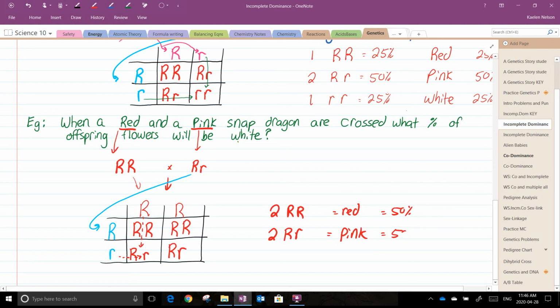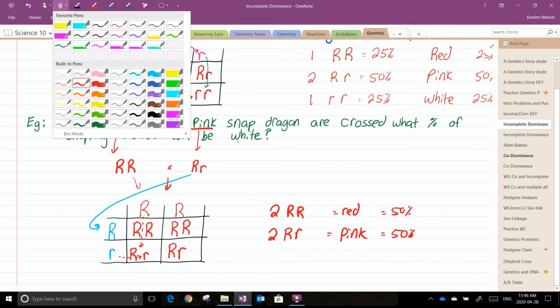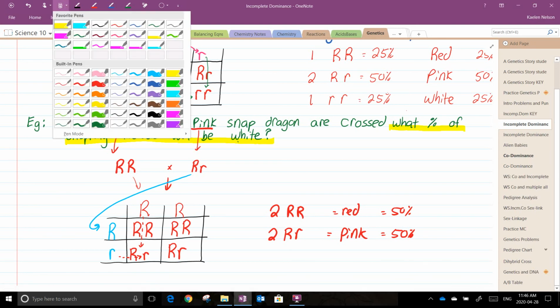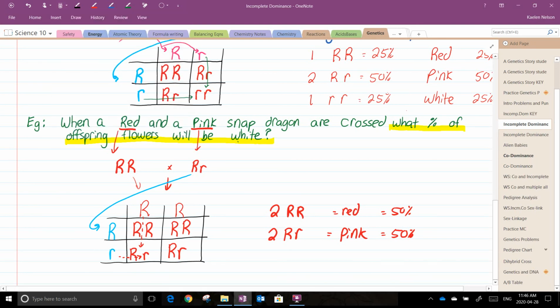That's our probability. And if I go back and I check what my question really was asking, what percent of the offspring flowers will be white? I better answer that. In this we have 0% white flowers. And this lesson is followed by the lesson on codominance on the next video.